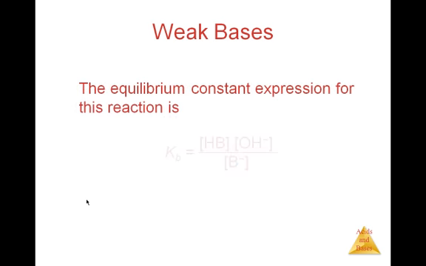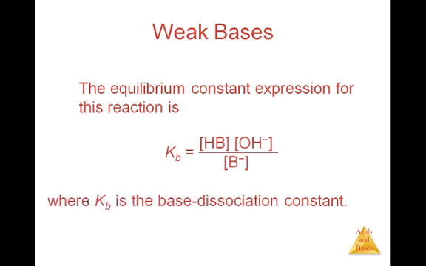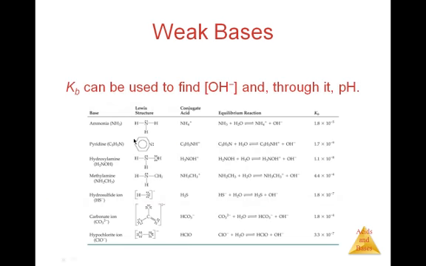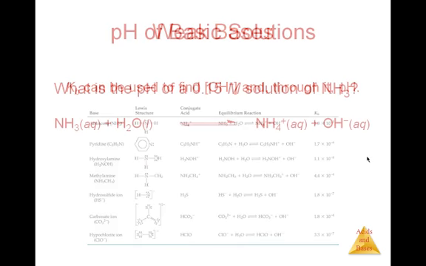Alright, now, weak bases. The equilibrium constant expression for this reaction is what we call K sub B when we write it out like this. Don't forget we're using B as the opposite of basically Ka, which is for acid. K sub B can be used to find the hydroxide ion concentration and, through it, pH.